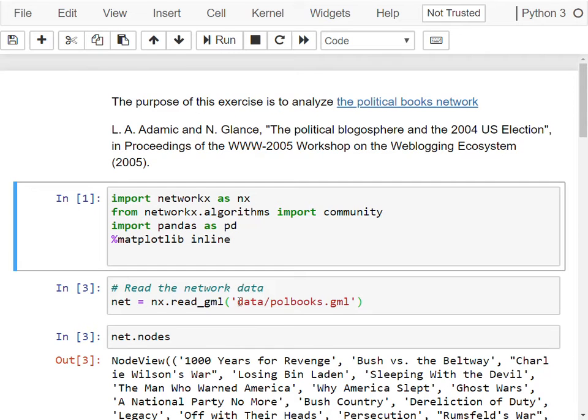In this exercise, we will use network analysis to uncover hidden patterns in a dataset about book purchasing prior to the 2004 US election. Now, this dataset comes from Amazon.com and contains co-purchasing information about books in politics. This co-purchasing data is very important for building recommender systems.